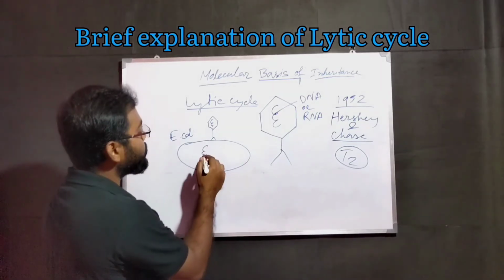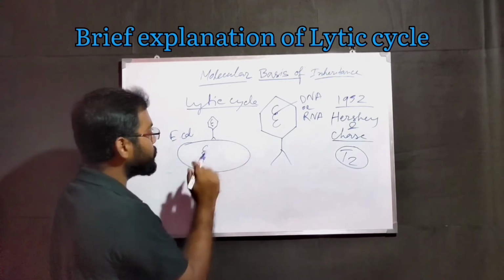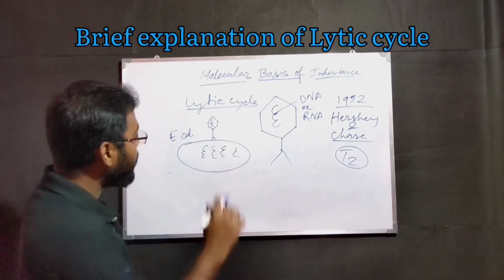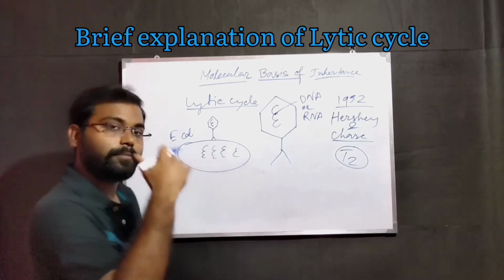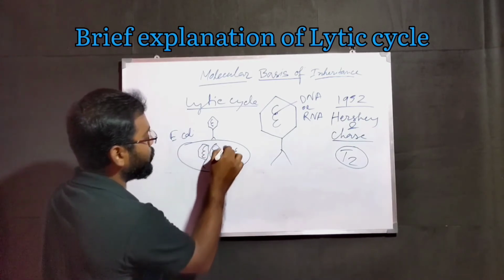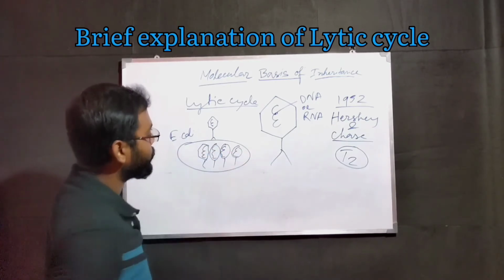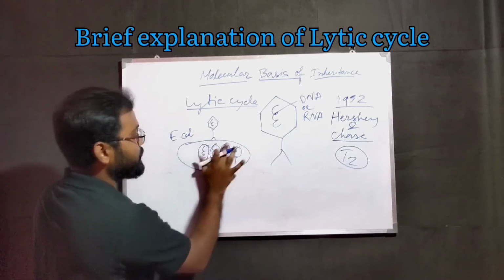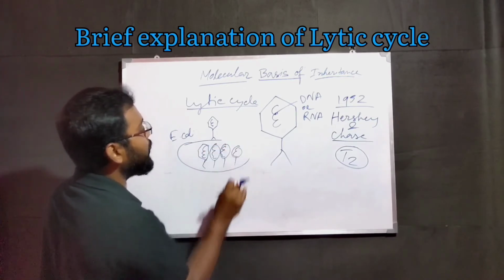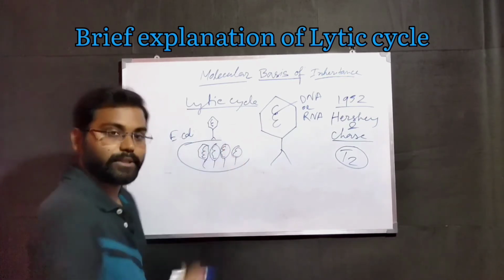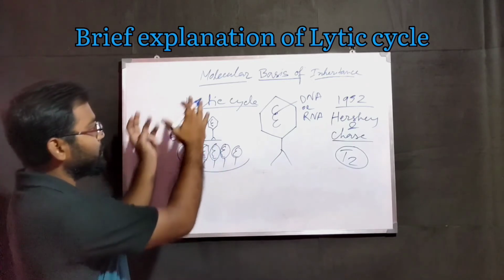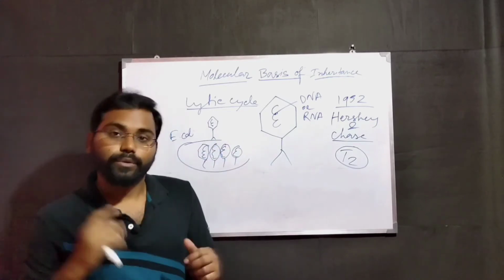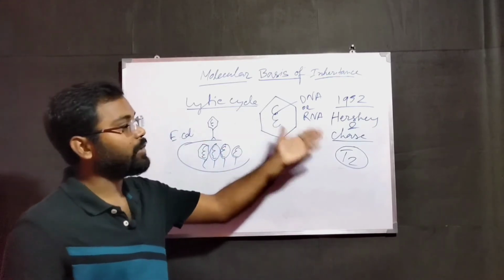Now this phage genetic material will reproduce and make many copies, and then it produces protein that will make more bacteriophages, and then it will destroy the bacterial cell and get released. This is the process by which they reproduce. Now we will learn the experiment of Hershey and Chase.